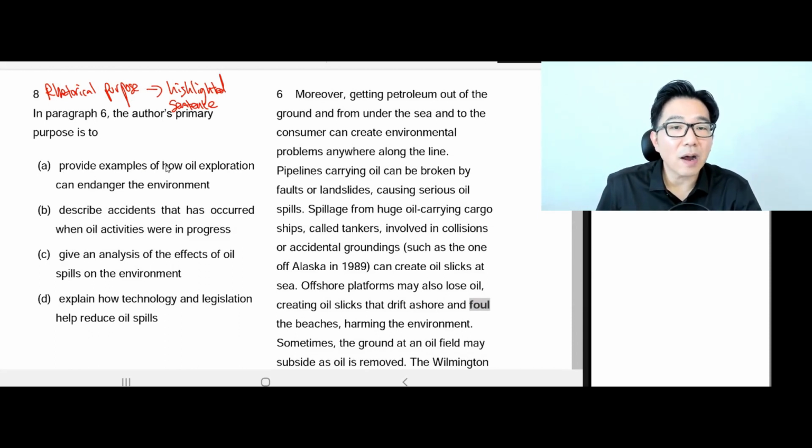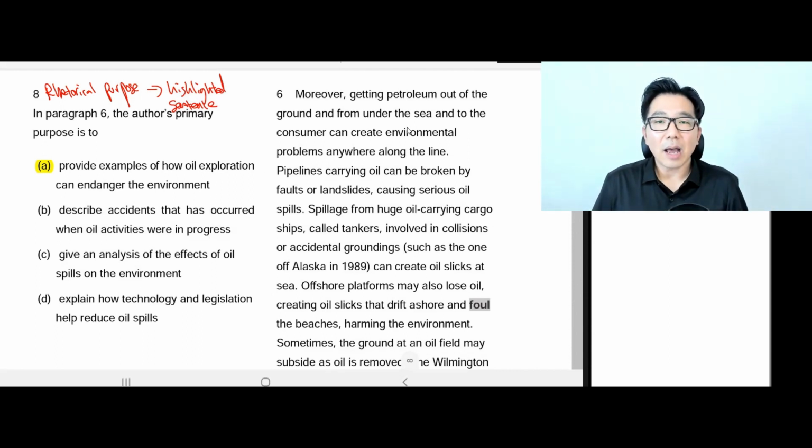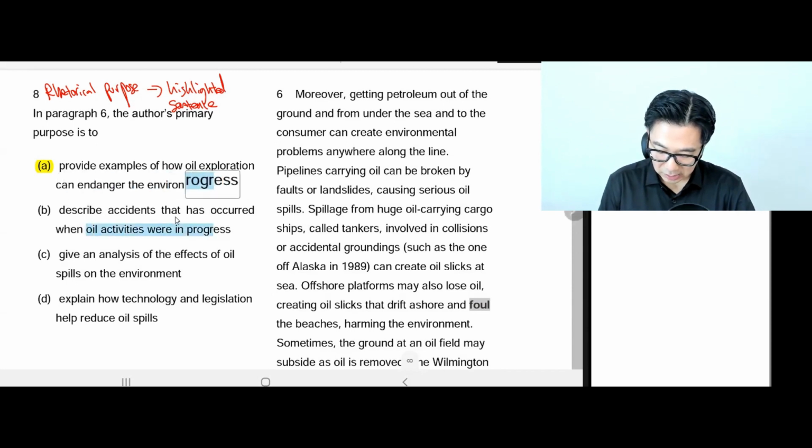A, provide examples of how oil exploration can endanger the environment. Yeah, I think this is the answer. But let's double check. Describe accidents that have occurred when oil activities were in progress. This is only one part. Not every single example is an accident, right? Okay, and also it doesn't have the main message, that it could be bad for the environment. Okay, B does not have that.